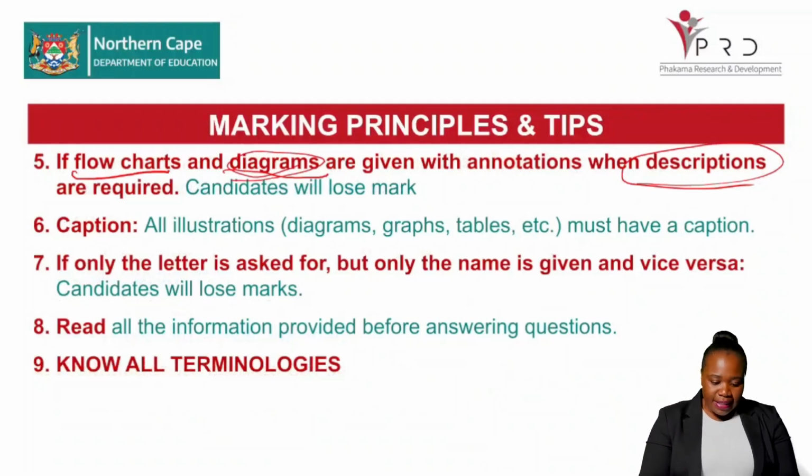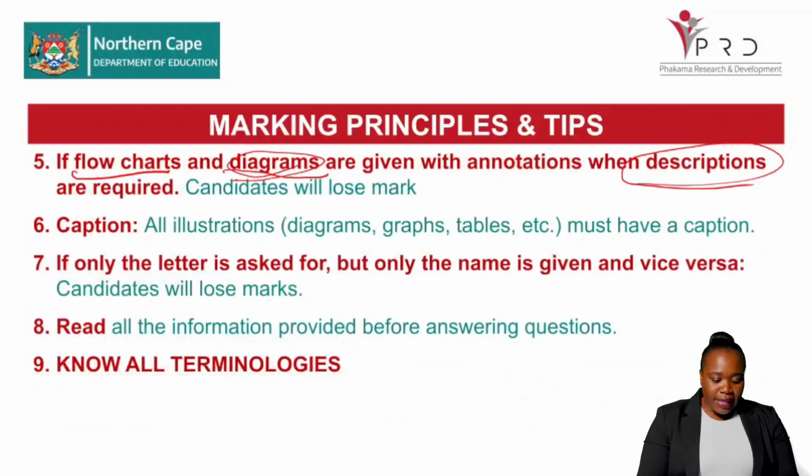Captions: all illustrations, which are diagrams, graphs, as well as tables, must have a caption. If you draw, make sure you have a caption. If you draw a graph, it must have a caption. When you draw graphs, make sure that your graph has both variables in the caption, the dependent variable and the independent variable. If that is not the case, then you will not be getting that mark for your caption. So make sure you write the correct caption.